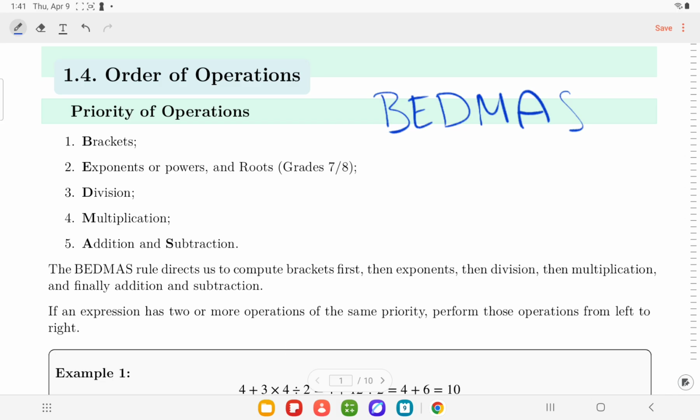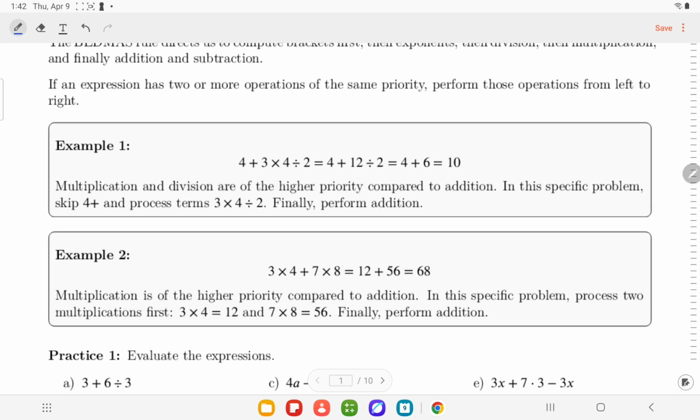An important thing to note is that division and multiplication, as well as addition and subtraction, are the same priority. So if you have an expression where there is both division and multiplication, for example, you would just go left to right. So there is really no priority. So we're going to look at a few practice questions.